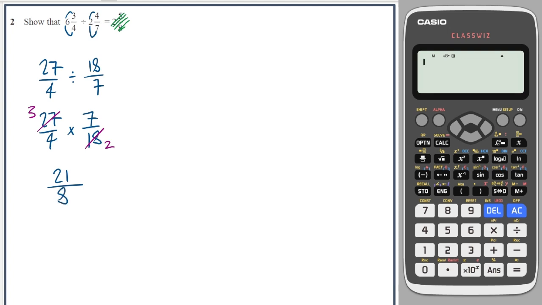Now, how many 8s fit into 21? That is 2, which makes 16, and then 5 left over. So 2 and 5/8 is my answer. I check to see if that's the same as they got. Yes, they do. Therefore, I know I've got the answer right.